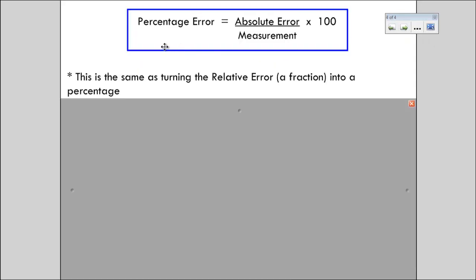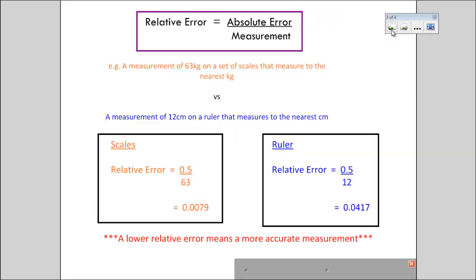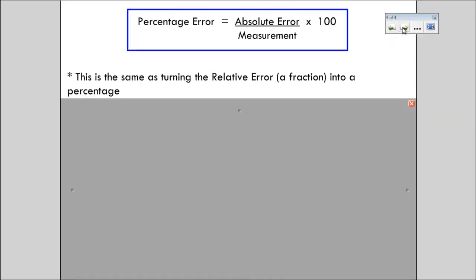Okay, the next calculation that we look at is percentage error. Now, if you have a look at this formula, absolute error divided by measurement times 100, you'll see that it's nearly identical to relative error. The only difference is we're going to multiply by 100 to turn the fraction into a percentage.